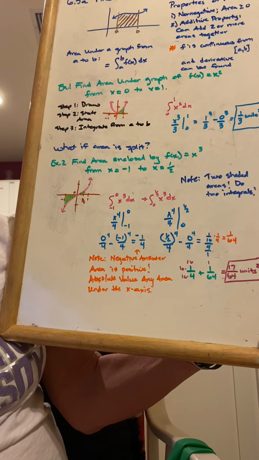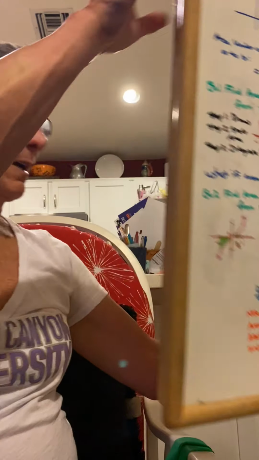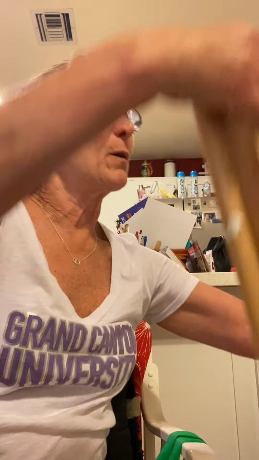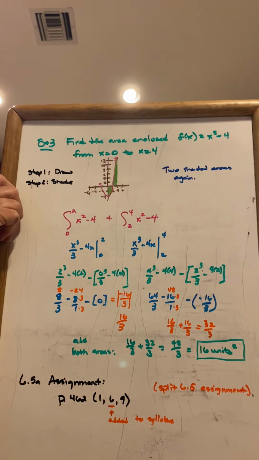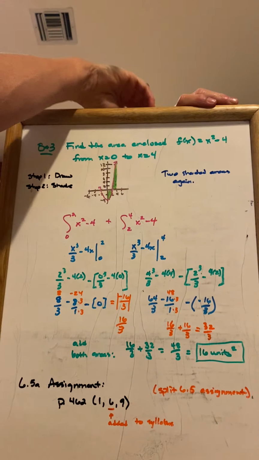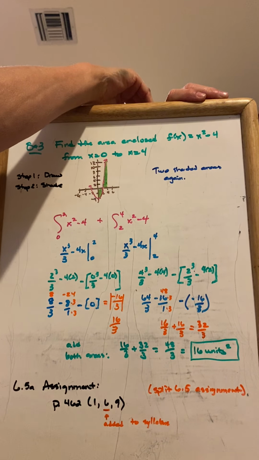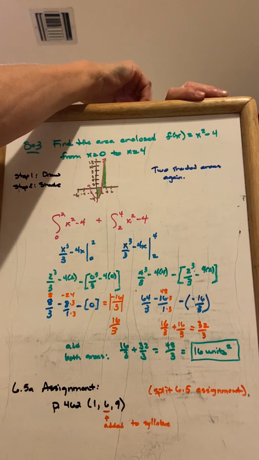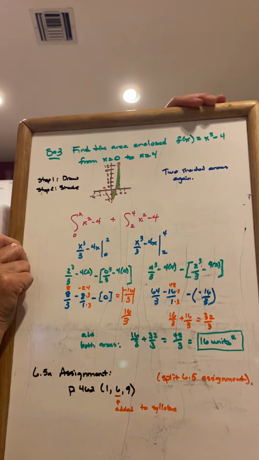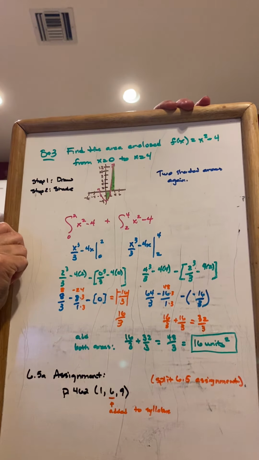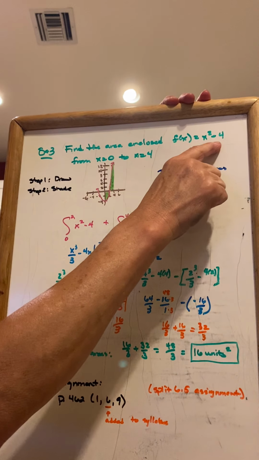All right, I'm going to show you one more example. That's example 3. And in example 3, we're going to find the area enclosed of x squared over 4. Let's see if I'm on your screen here. Well, son of a gun. I'll just have to pray that I am. And it's x squared minus 4.